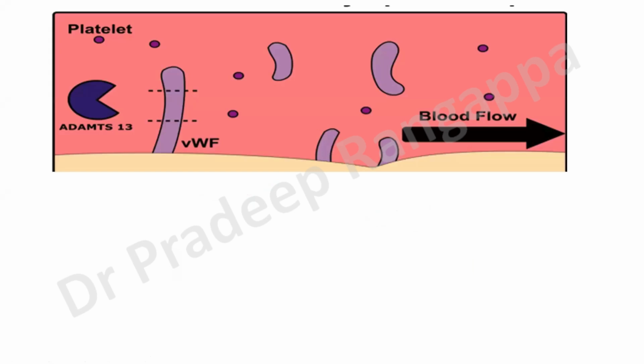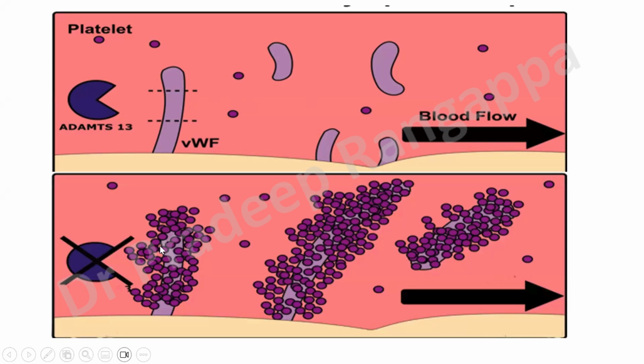Just showing different pictures. As you see, ADAMTS13 has to cleave von Willebrand factor so that platelets don't adhere to it, and there is free flow of blood. If there is ADAMTS13 deficiency, these long strands of von Willebrand factor are not cleaved, and all the platelets get adhered, and this causes microthrombi within the circulation. This is the typical pathophysiological aspect that happens.